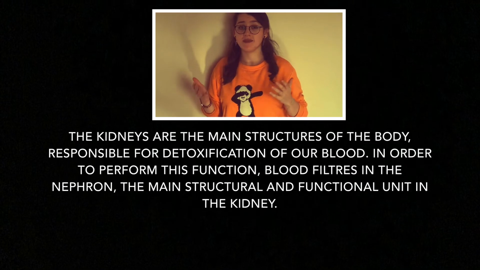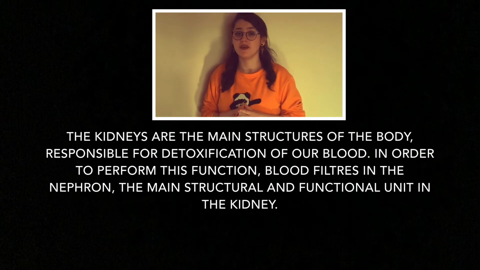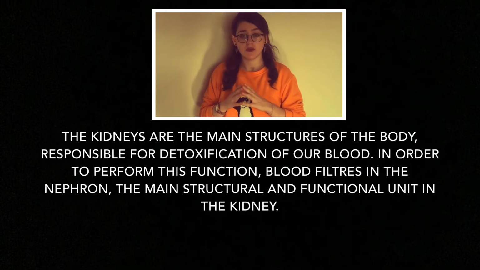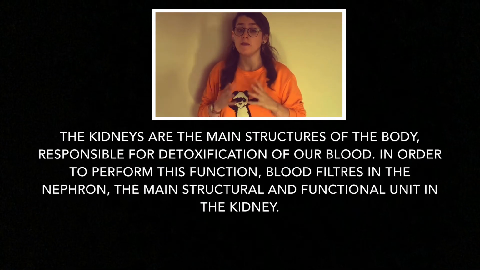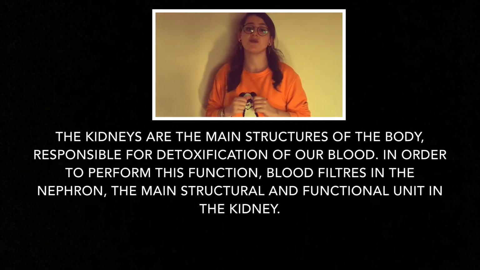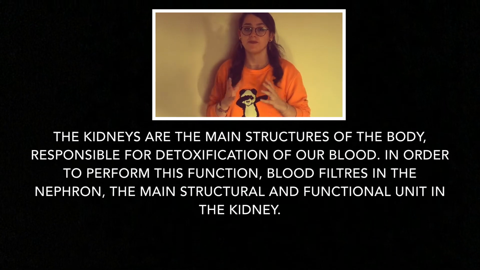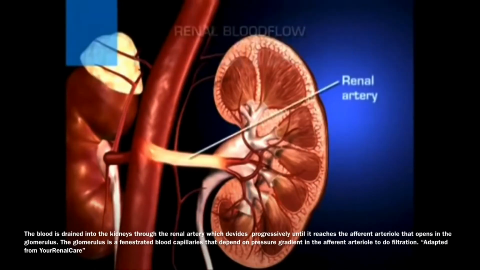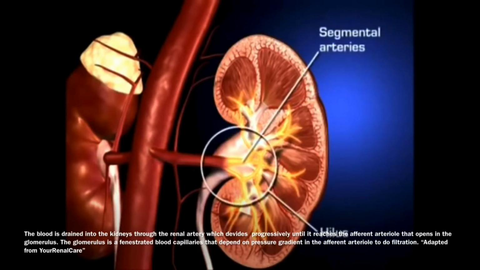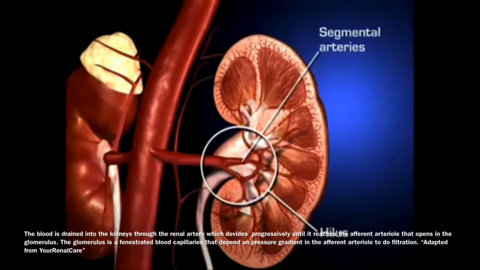The kidneys are the main structures of our body, responsible for detoxification of our blood. In order to perform this function, blood filters in the nephron, the main structural and functional component of the kidney. The blood is drained into the kidneys through the renal artery, which divides progressively, as you see, until it reaches the efferent arteriole that opens in the glomerulus.